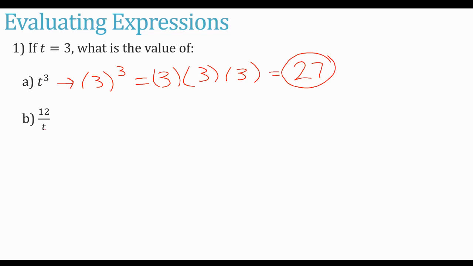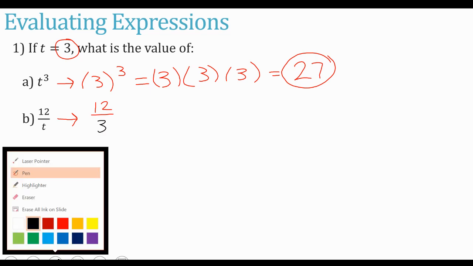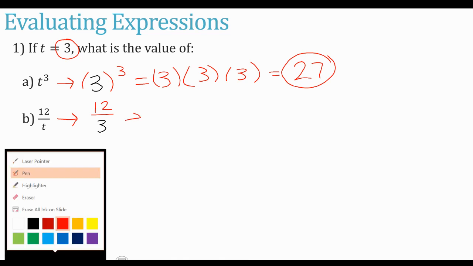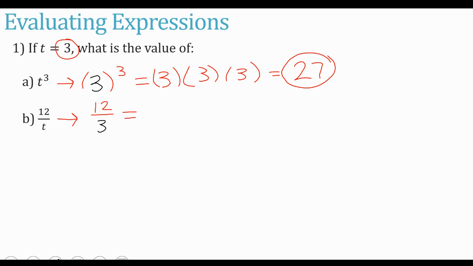Now let's evaluate 12 over t. So I'm going to do the same thing. I know what t is equal to, so I'm going to just take what it's equal to, and I'm going to substitute in for t. Now that 12 stays the same, that division sign stays the same, that fraction symbol, and we're going to just change that t to a 3. So I'm actually going to put that in a different color. And I kind of want to do that up here too, just so you see exactly what's changing. Okay, so we have 12 over 3, which is equal to, when we do that division, 4.